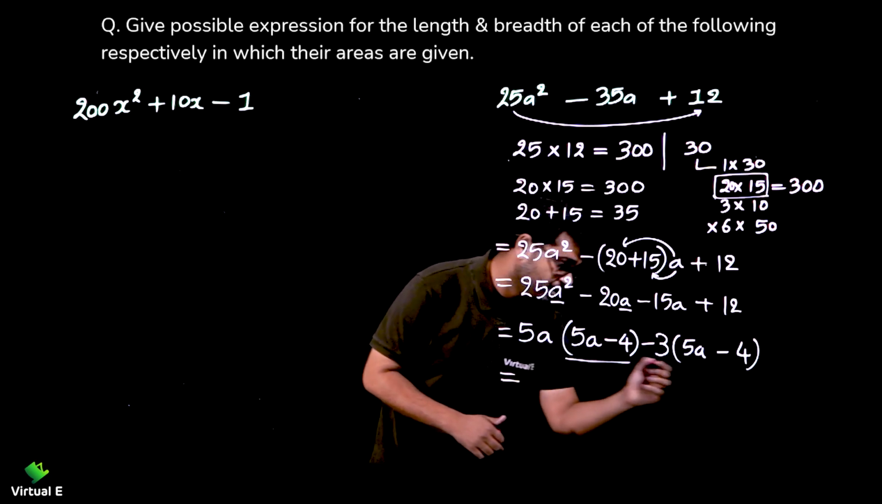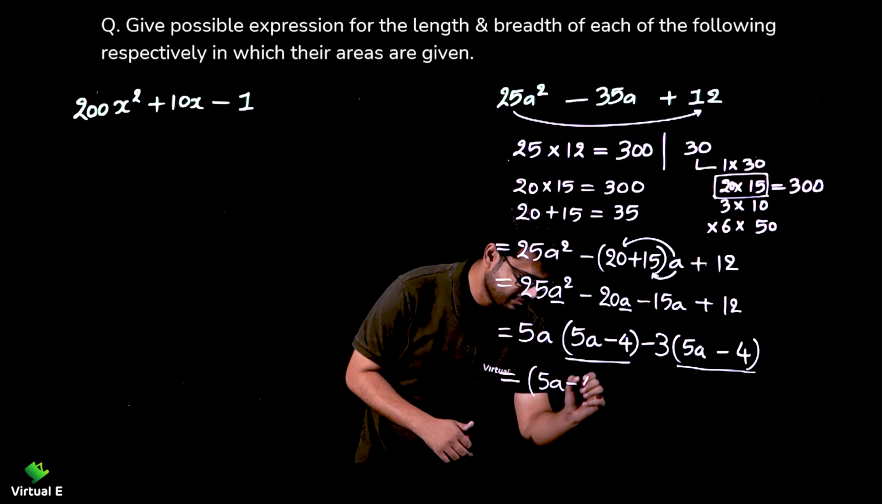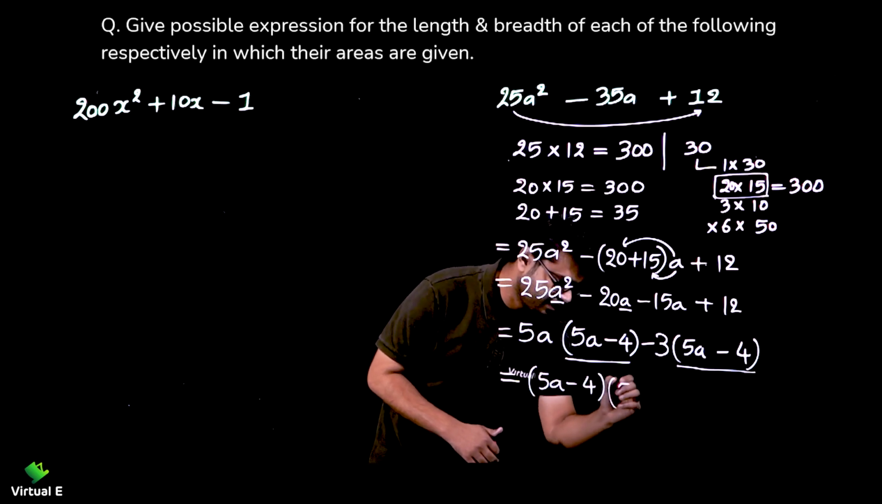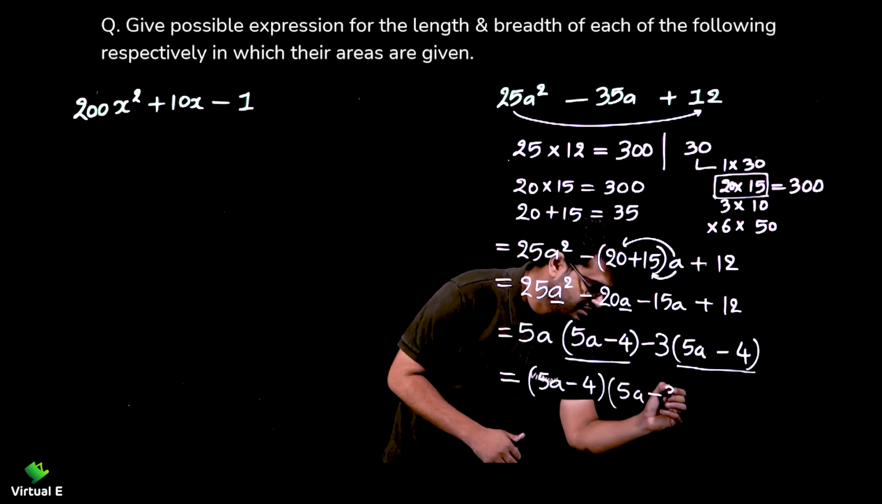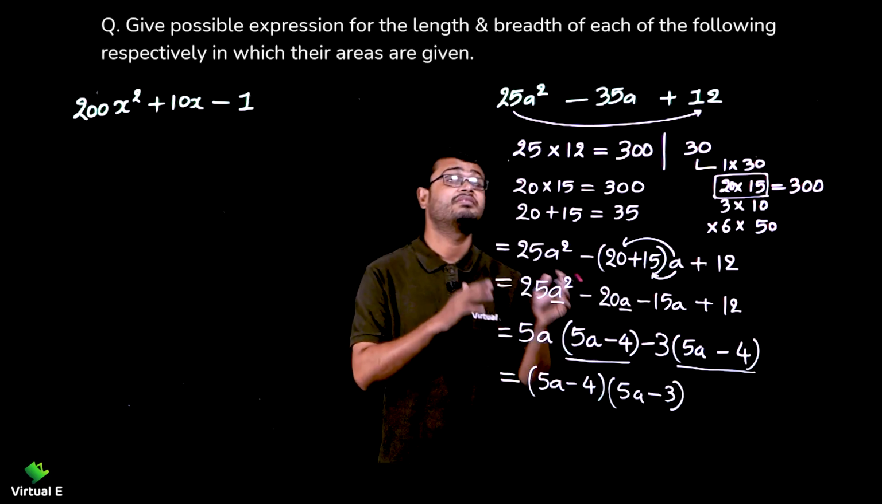Let's take common first of all. 5a minus 4, and here 5a minus 3, right? This is the answer. This is the factorization.